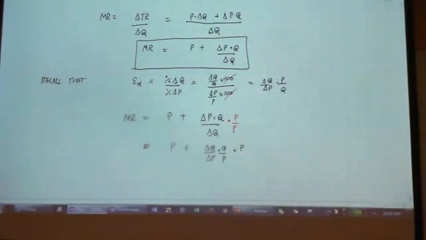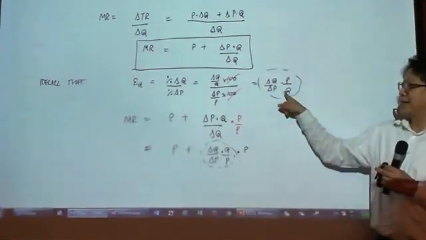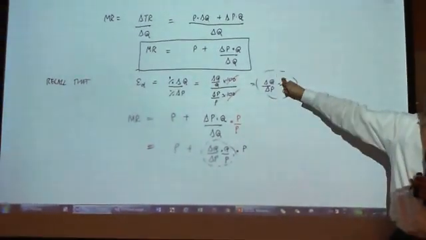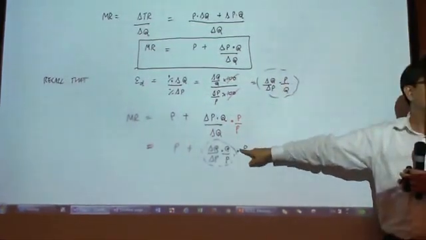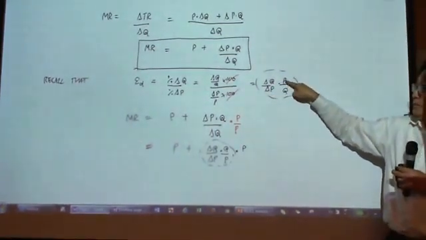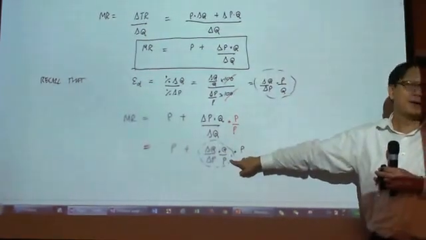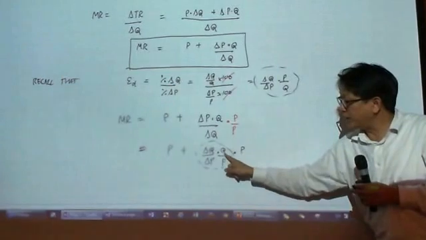What do you see here? Do this term and this term look alike? Yes or no? Not exactly. When you have elasticity and you twist it, you get this one, right? Upside down. This one put down, this one put up. You get this, right? So how do we call this one? 1 over elasticity.